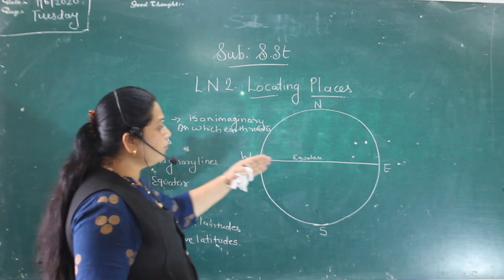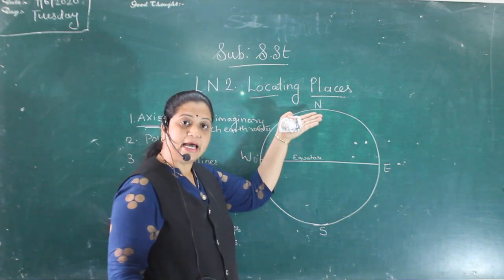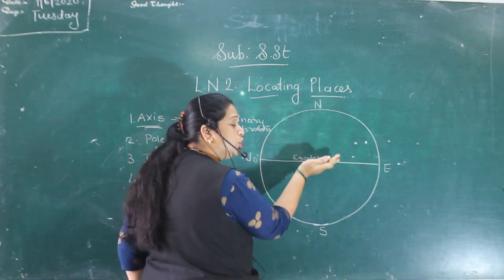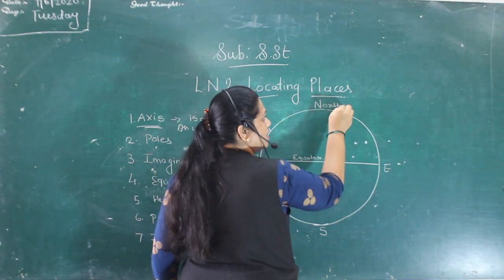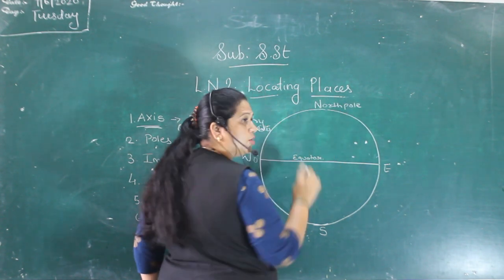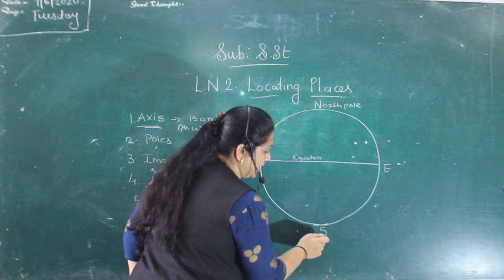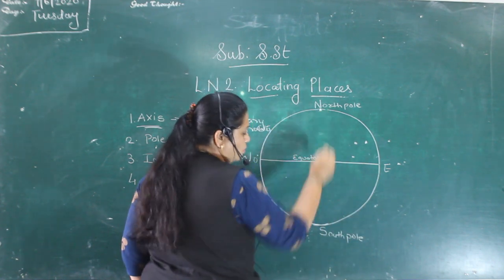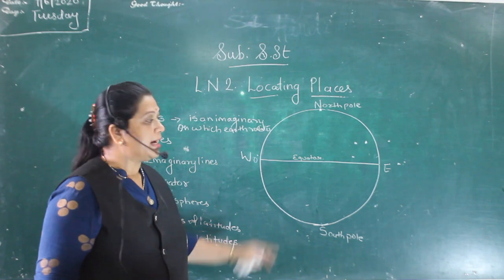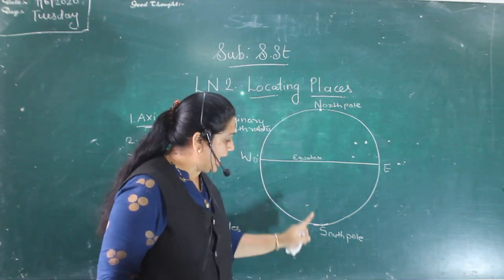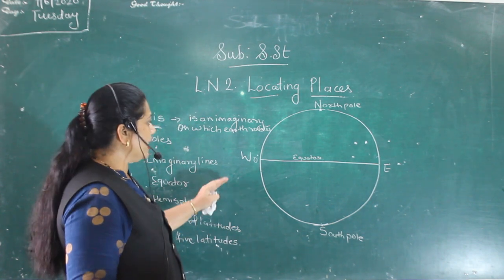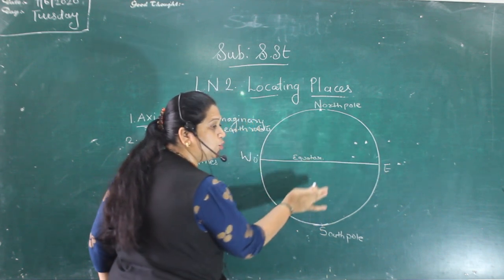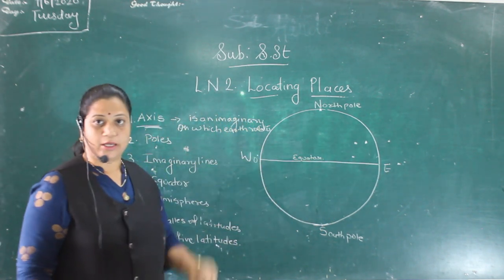Now the part of the earth which lies towards the north, at the top of the equator, is called the north pole. So this is the north pole, and down below the equator it is the south pole. These two end points of the globe are defined as the north pole and the south pole. Now this line, which divides the earth into two halves, is called the equator.